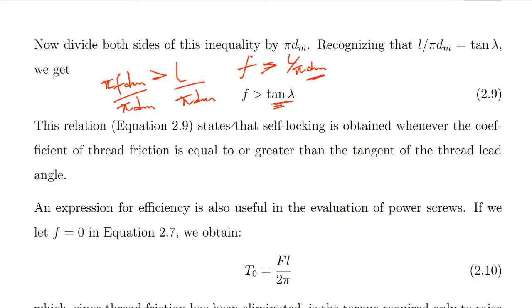Okay, so in this case, we can say that self-locking is attained when the coefficient of friction is greater than the tan of the lead angle of that thread. Then we can say that there is self-locking, the screw is self-locking.